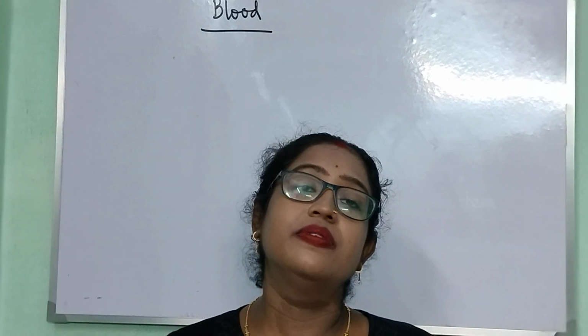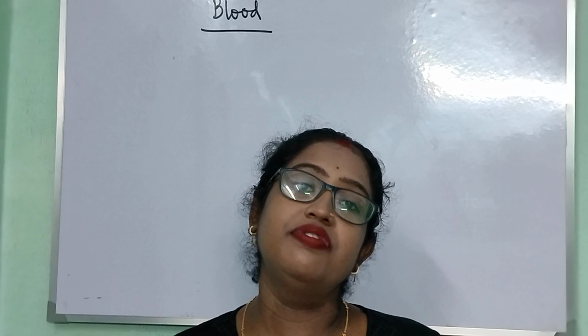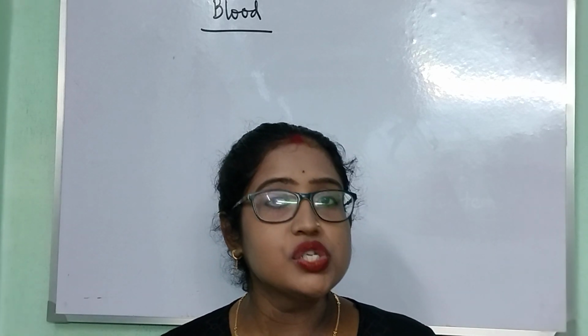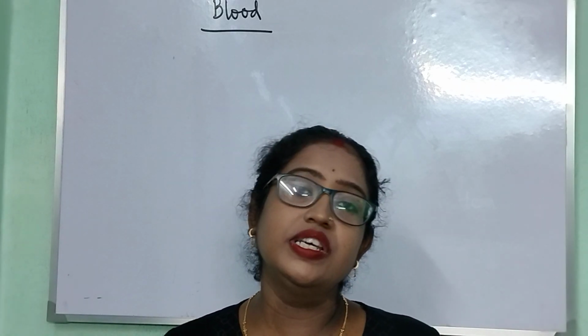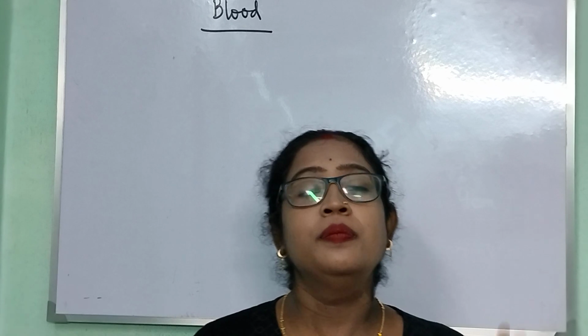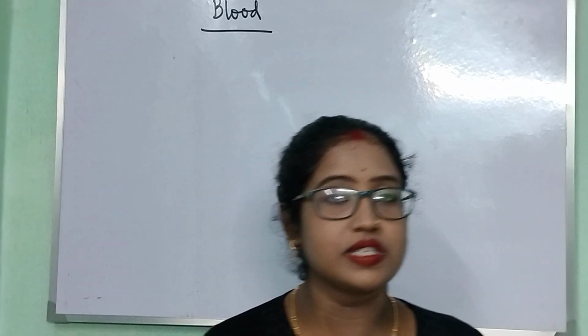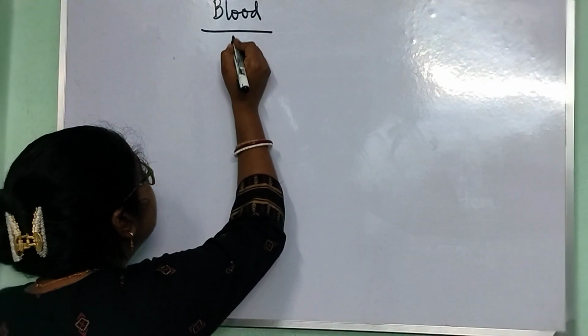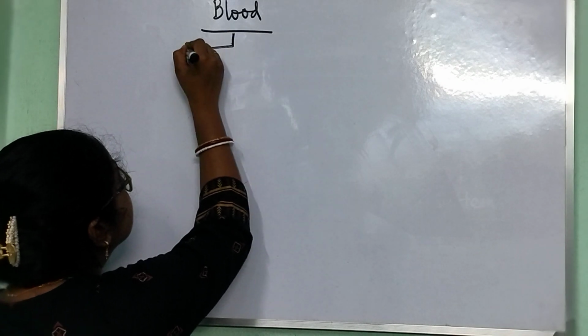So, blood actually is a type of connective tissue. It is a fluid tissue and it is actually a connective tissue in our body. Blood has mainly two components.